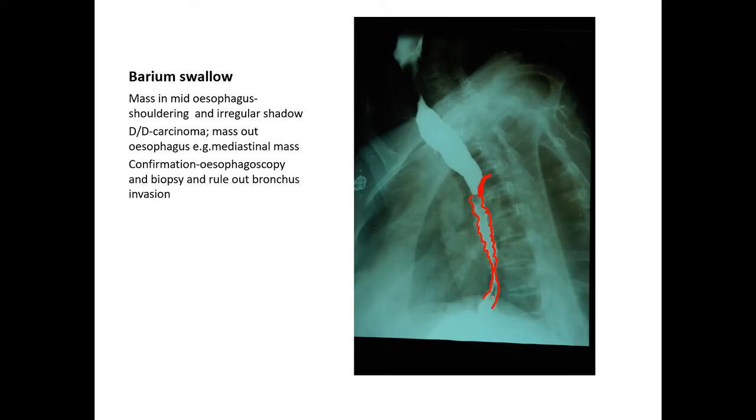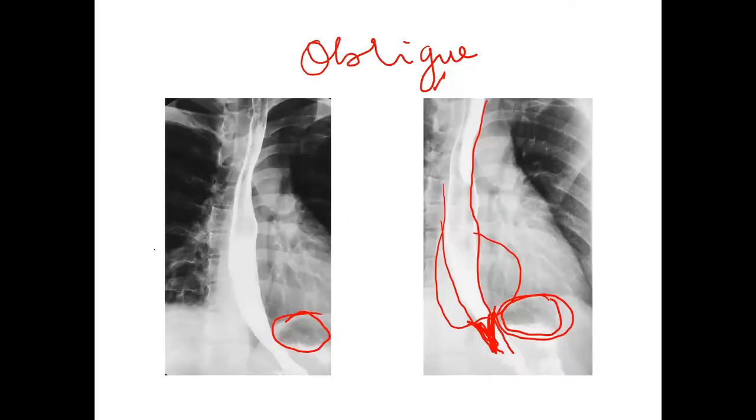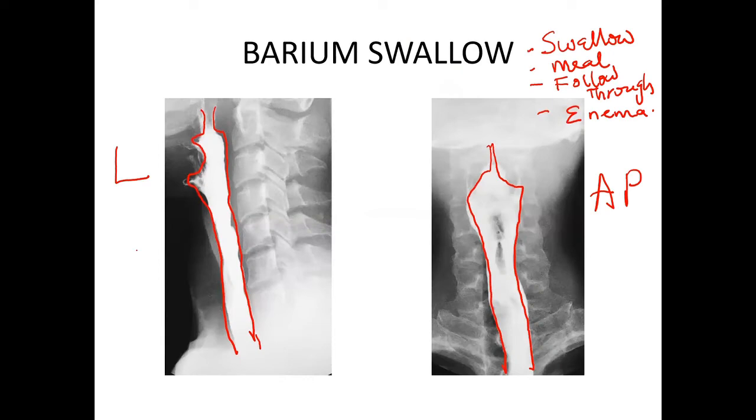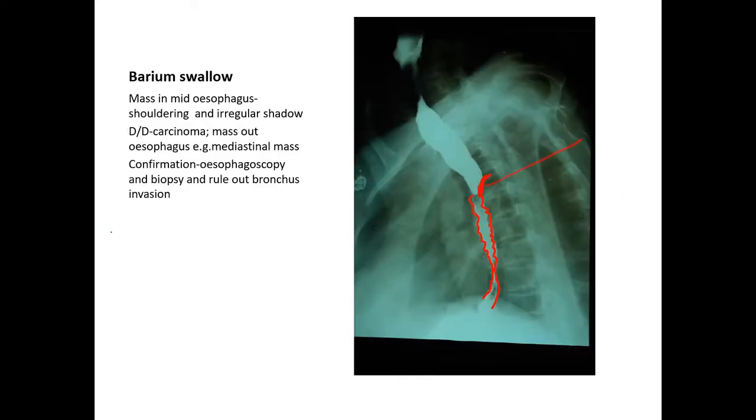Okay, so this image is showing a barium swallow of a patient who has esophageal carcinoma. You can see the shouldering effect here, irregular outline of the esophagus. And we said the barium swallow, you could have the AP, lateral, and the oblique view.